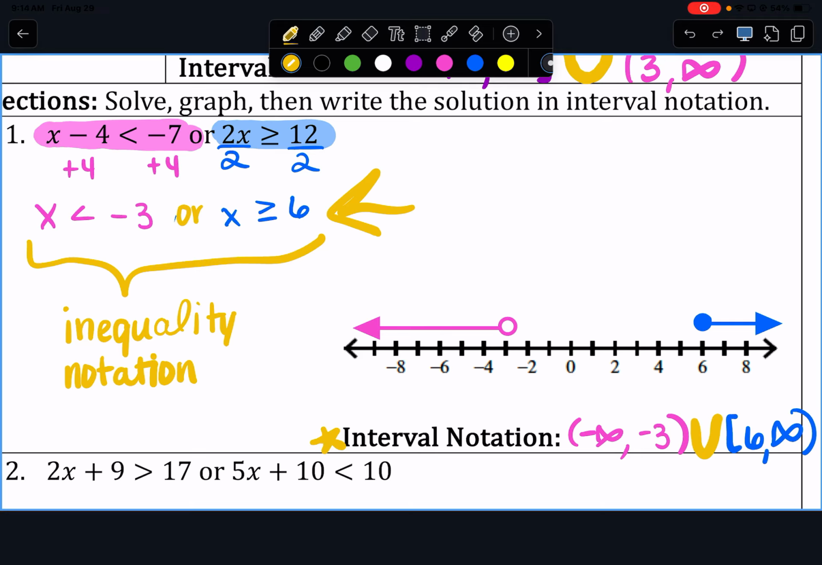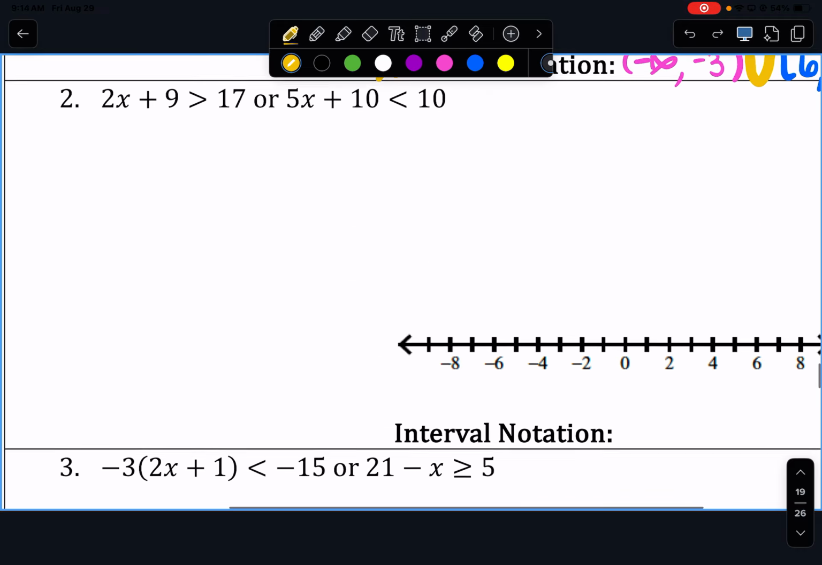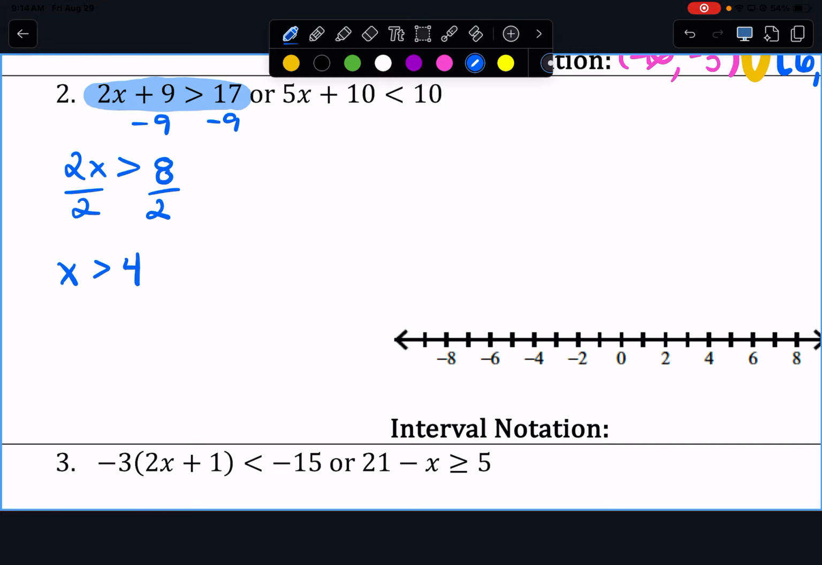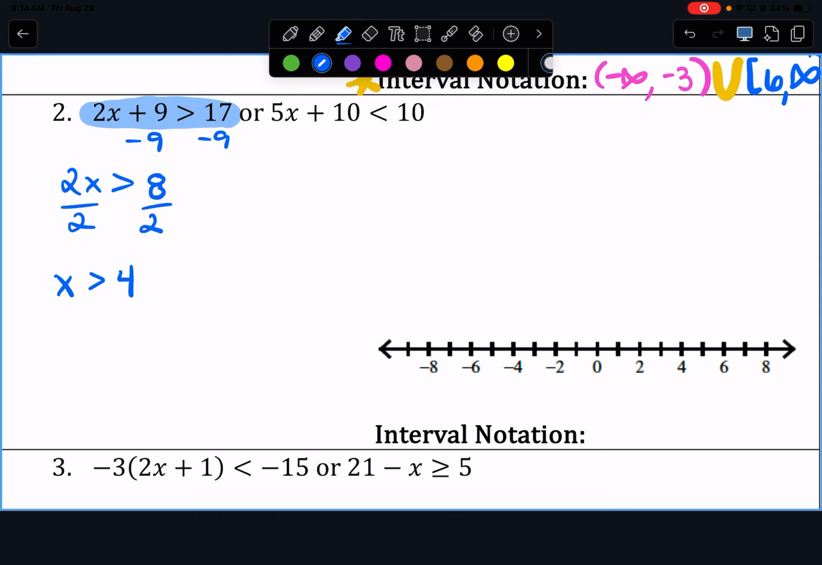All right, for number 2. For 2x plus 9 is greater than 17, how do I solve that? So just the 9 and then the 5. So we get 2x is greater than, what is 17 minus 9? And then what do I do? You said divide by. So x has to be greater than 4. Let's go ahead and solve the other one before we graph it.